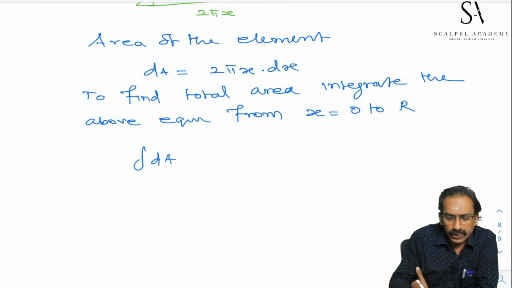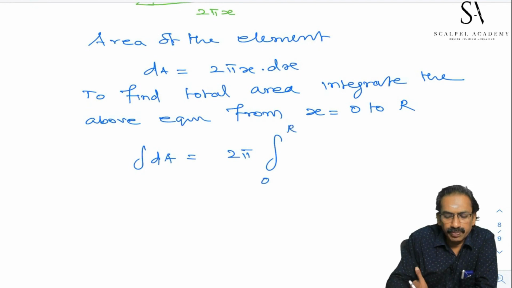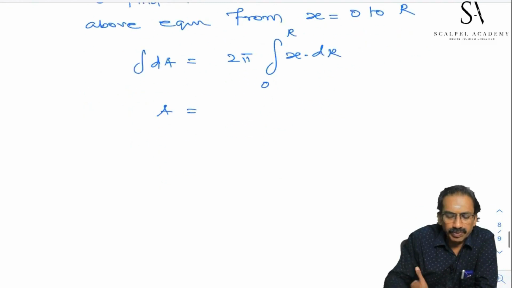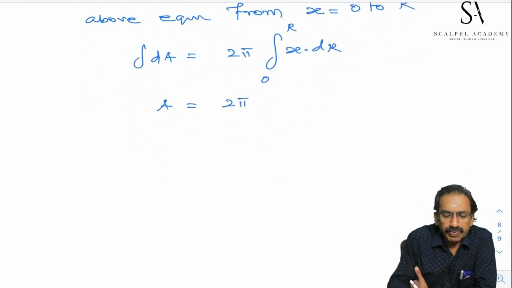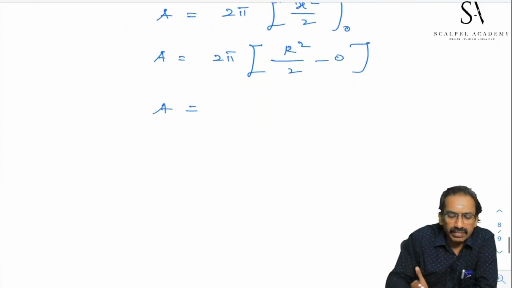Integral dA is the total area. 2 pi is constant, so take it out of the integration: 0 to R, x dx. Then area is equal to 2 pi times x squared by 2, from 0 to R. And area is equal to 2 pi R squared by 2 minus 0. Therefore, the area of the circle is pi R squared.